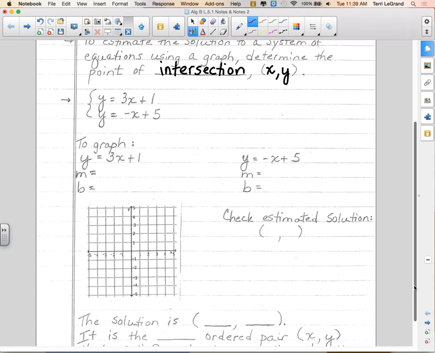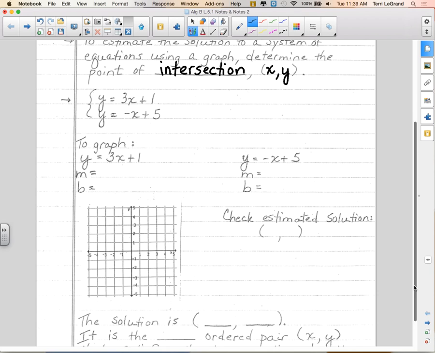Julia? Y equals mx plus b form. Oh, she's got that much. Y equals mx plus b. Anybody remember what the m represents in that equation? Slope. And what does the b represent? Y-intercept.